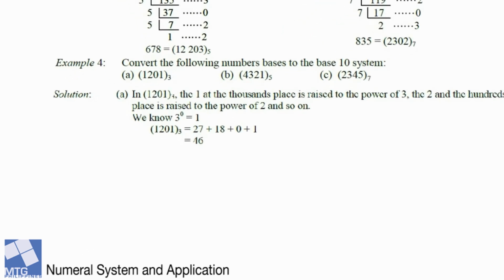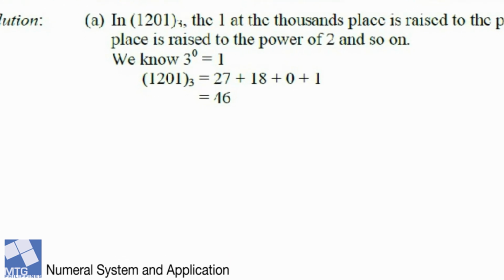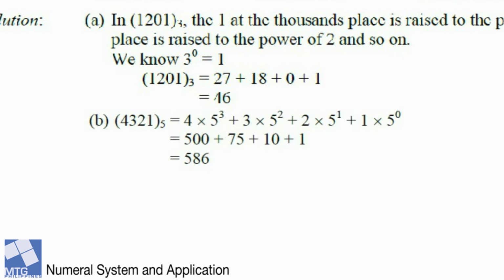Now, the same idea will be applied for part B. We have 4321 base 5. We can write this as 4 times 5 to the third power plus 3 times 5 to the second power plus 2 times 5 raised to 1 plus 1 times 5 raised to 0. So this is simply 500 plus 75 plus 10 plus 1, and simply equal to 586.